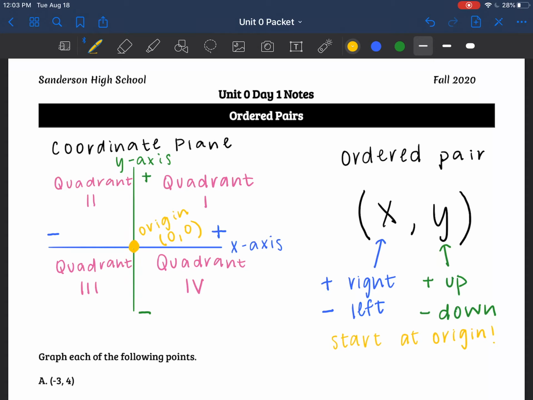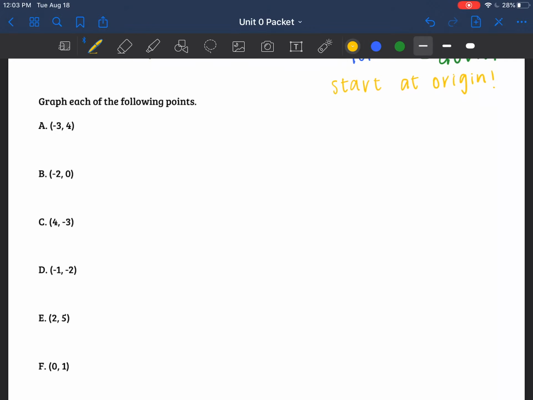So first thing we want to do is set up a space for us to graph. If you have graph paper, great time to use it. If you don't, I'm going to show you what you can do instead. So we just need to draw ourselves an XY axis.